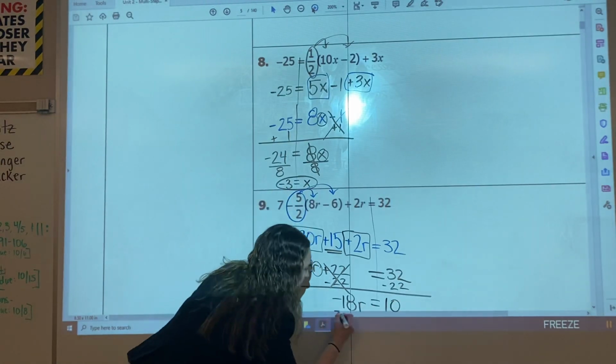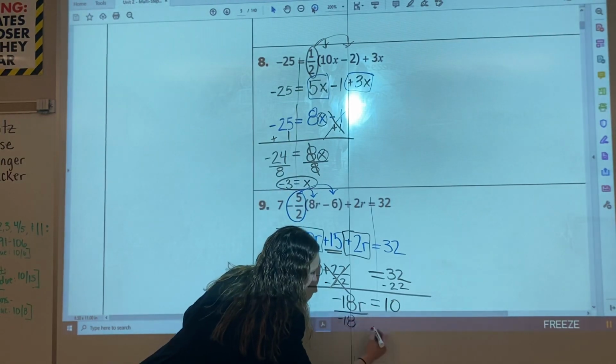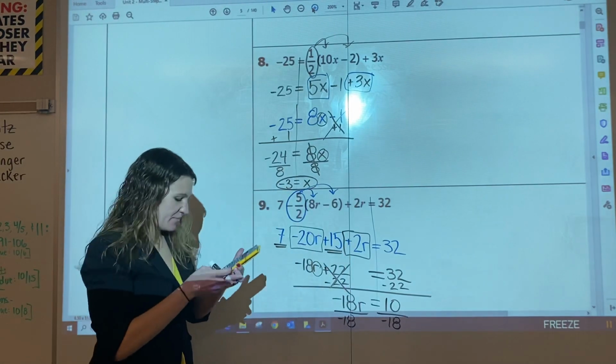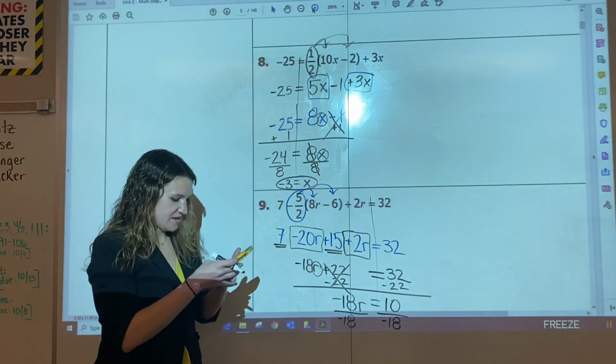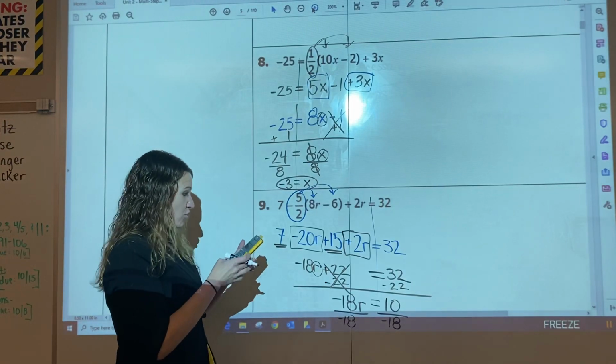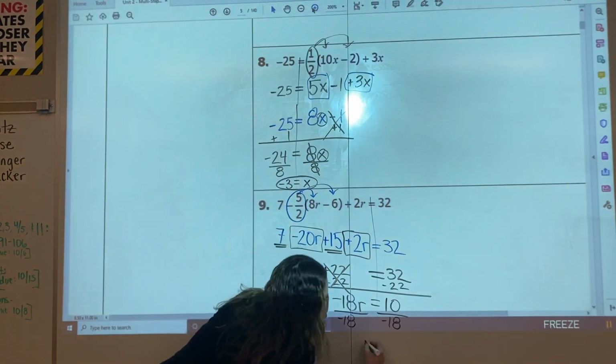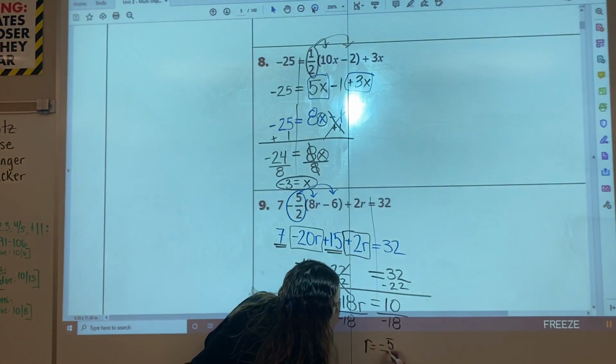So then when I divide by negative 18, yeah, I might get a decimal, but that's okay. So I have 10 divided by or over negative 18, and r equals negative 5/9.